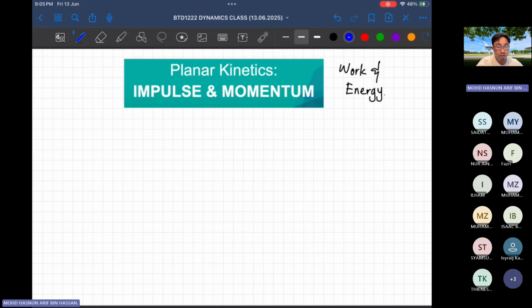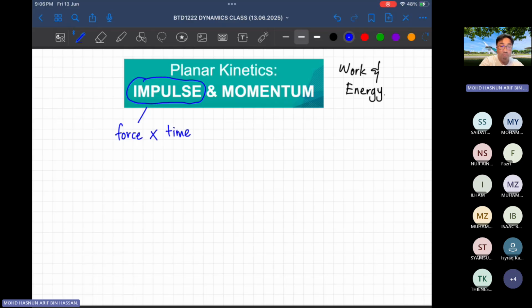So who knows what is the meaning of impulse? Anyone can remember what you have learned in physics maybe? When you say impulse in physics, what does it mean? Okay, I give a clue. Impulse is force multiplied with something. What is the parameter that force is multiplied with? Time. Yes, exactly. So to calculate impulse, you multiply the force with time.